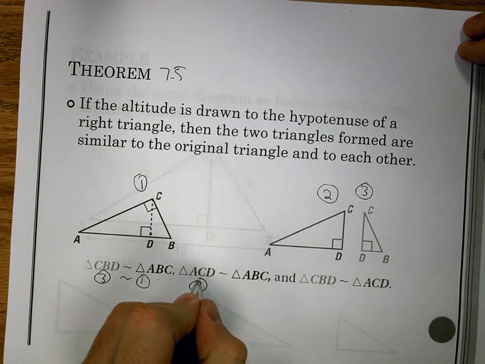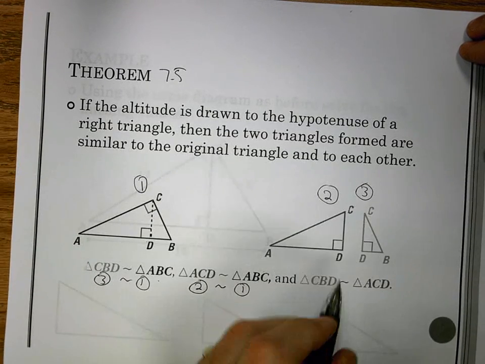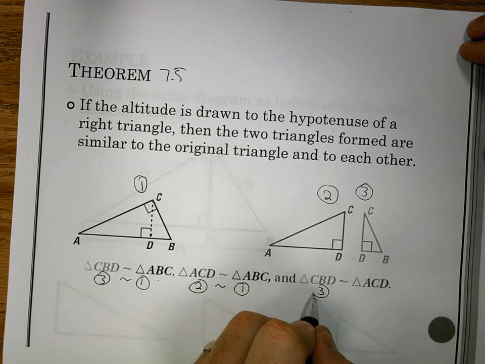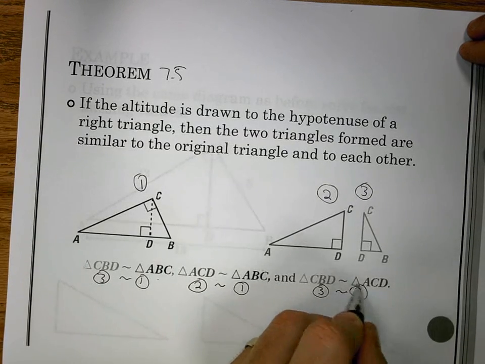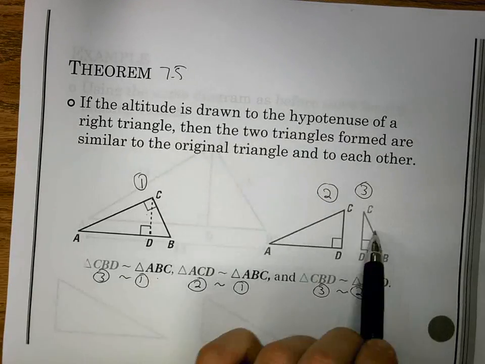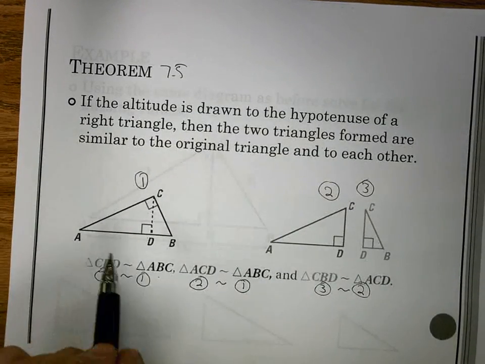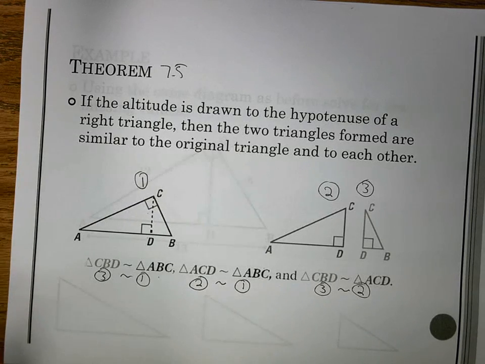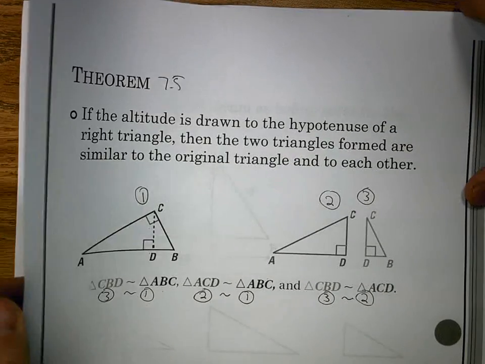ACD, 2, is similar to ABC, which is 1. And CBD, which is 3, is similar to ACD, which is 2. So 1 and 3 are similar, 2 and 1 are similar, and 3 and 2 are similar. In other words, they're all similar to each other. We could pick two of them at a time, set up a proportion, and solve. So let's look at our next one here.